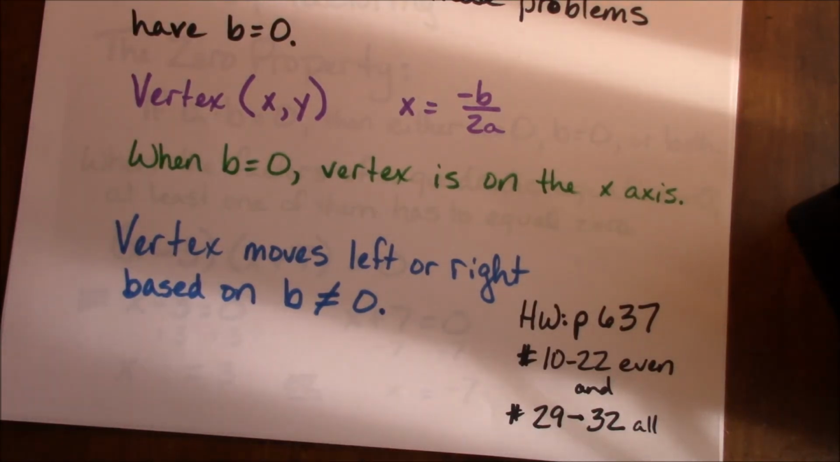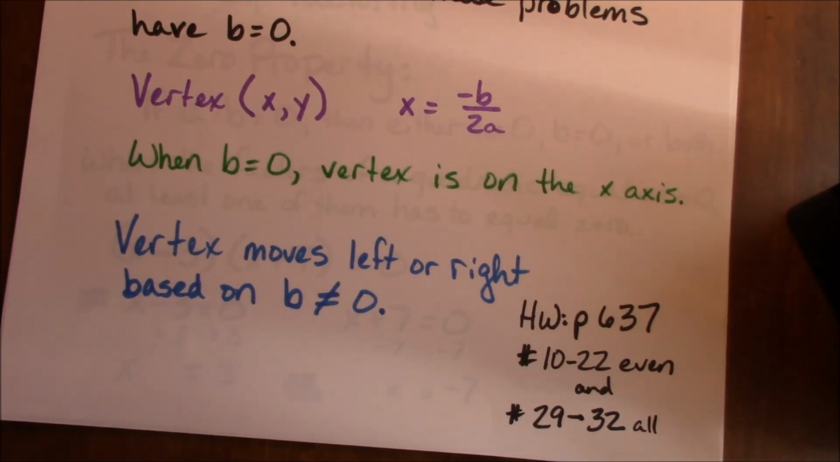Okay? The homework tonight, page 637, you're going to do numbers 10 through 22 even, and 29 to 32 all. I hope that this is just getting you better at recognizing the properties of parabolas and how these equations work.